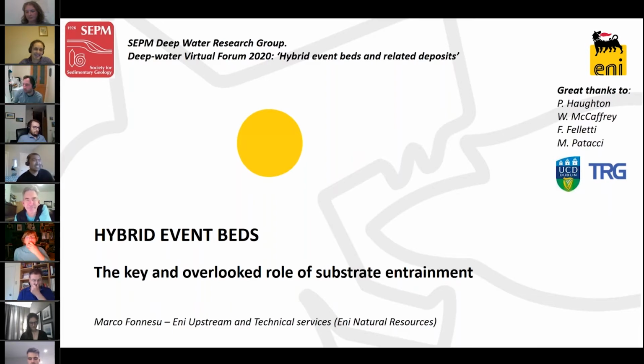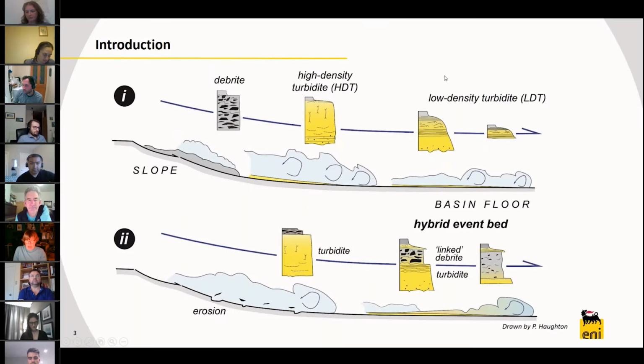So now I will give you a snapshot of my work, also a bit more on perspective, like the concepts I matured through time and how I look at the hybrid event bed now, after the experience I gained in the industry. To start, I would really like to go back to the basics, to highlight the things that matter for industry in this whole hybrid event bed concept.